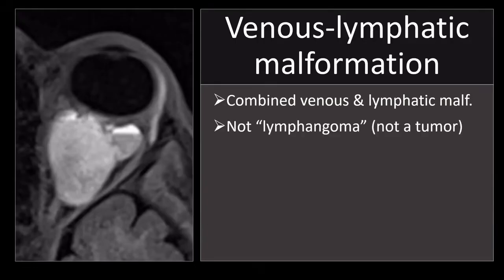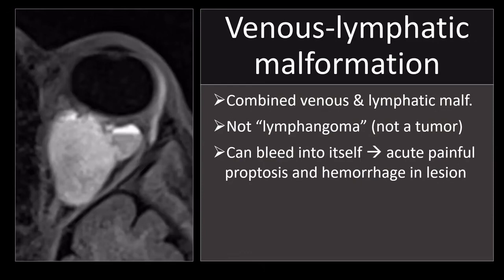It is sometimes called a lymphangioma, but just like you shouldn't call a hemangioma because it's not a tumor, the same applies to these malformations. Do not call them lymphangiomas, call them veno-lymphatic malformations. They are congenital lesions. Despite the fact that they are congenital lesions, they are rarely discovered at birth because they're very small at that time and are mostly discovered later in life, and mostly when they become symptomatic. And why do they become symptomatic? Well, it's often because of a bleeding of the lesion into itself, causing an acute painful proptosis and hemorrhage.